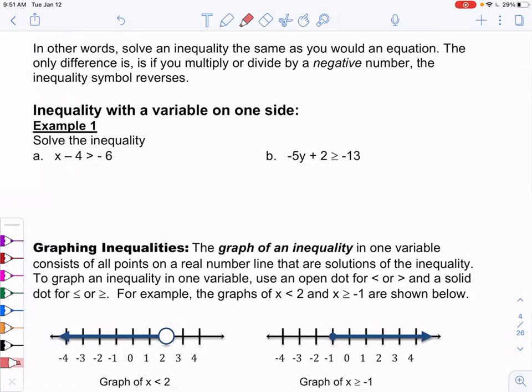All right, so let's do a couple examples. So it's to solve the inequality. Emma, what's the first step going to be here?